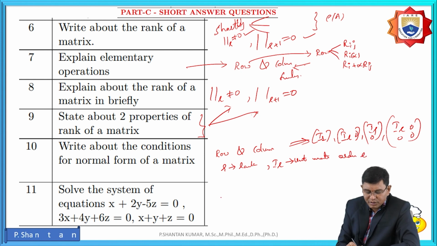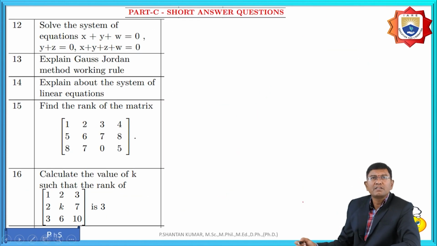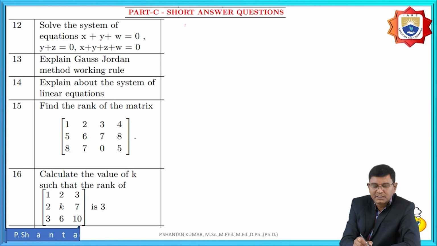Solve the system of equations. That means we need to find out according to either AX = 0, or otherwise the determinant of A. We need to find out whether it is equal to 0 or not equal to 0, and then find the solutions. Solve the system of equations here also in the same way: we write A and 0, and we can find the determinant of A.